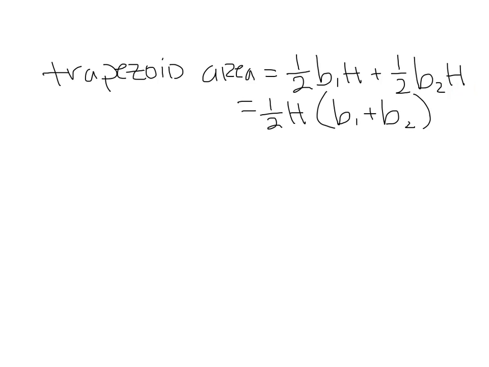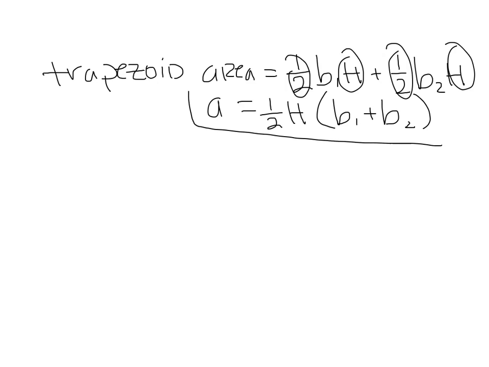Factoring out the 1/2 h from each one of my terms, I get 1/2 h times the quantity of the sum of the bases, b1 plus b2. And that's how we're going to find the area. And this is generally how you will see it written. So make sure you have this in your notes. The area of a trapezoid equals 1/2 the height times the sum of the bases. Now let's see if we can use it.